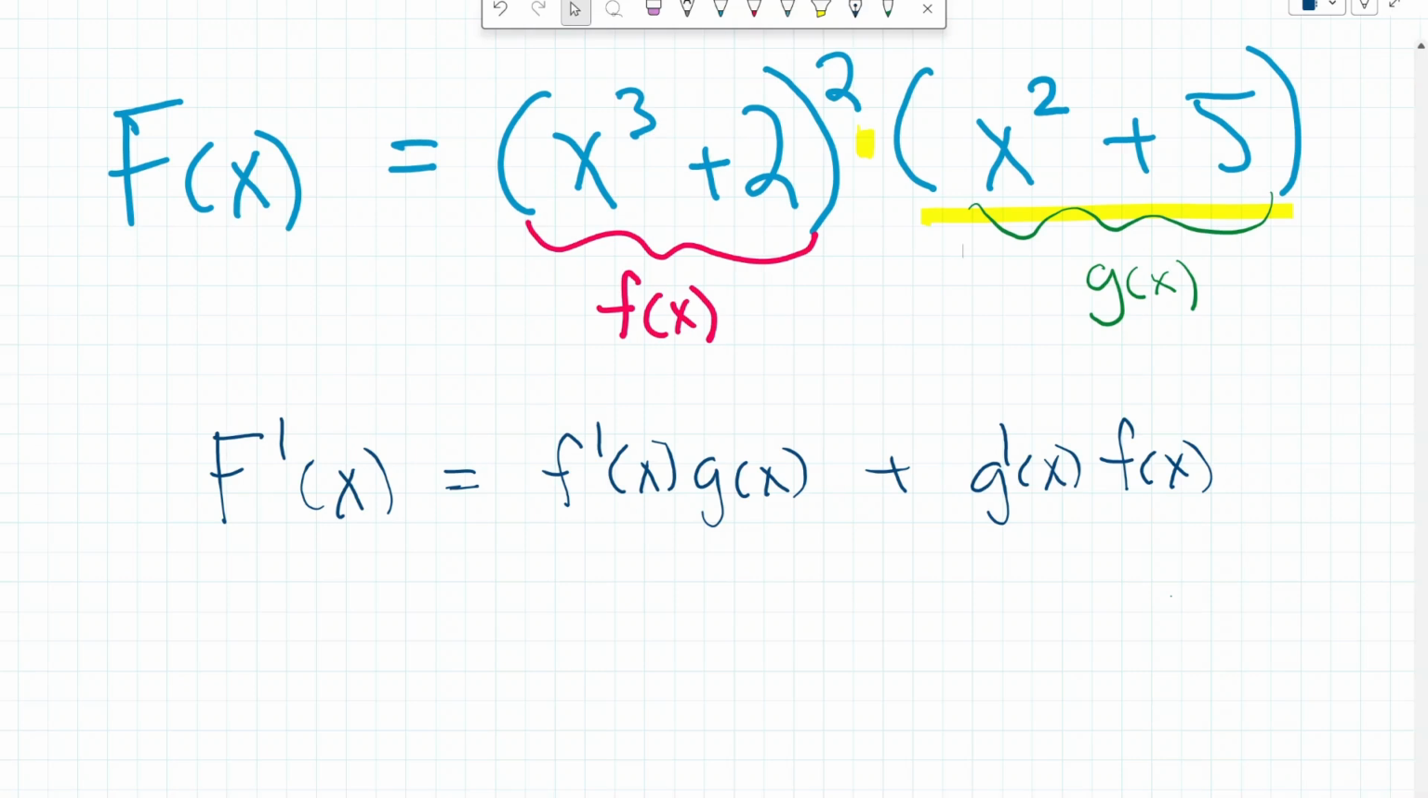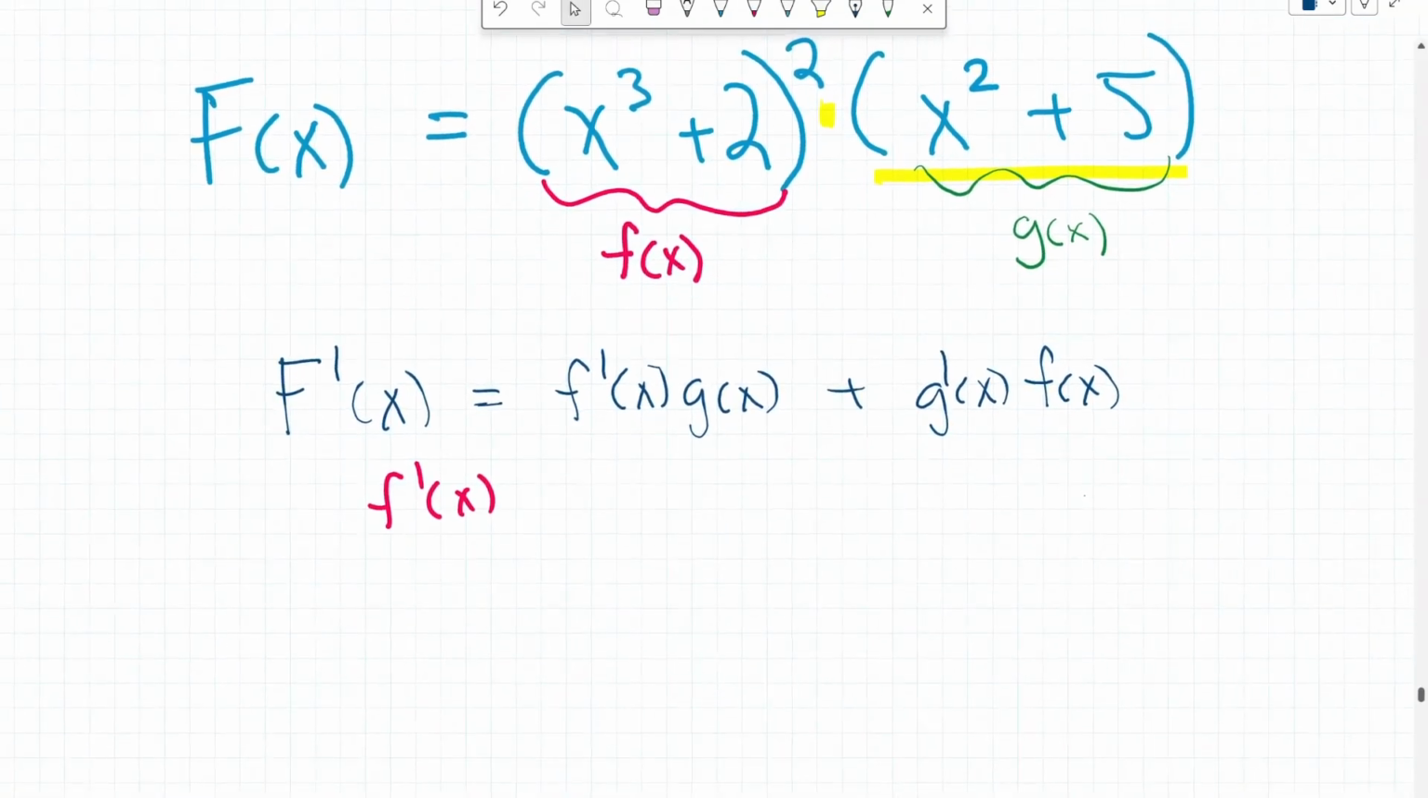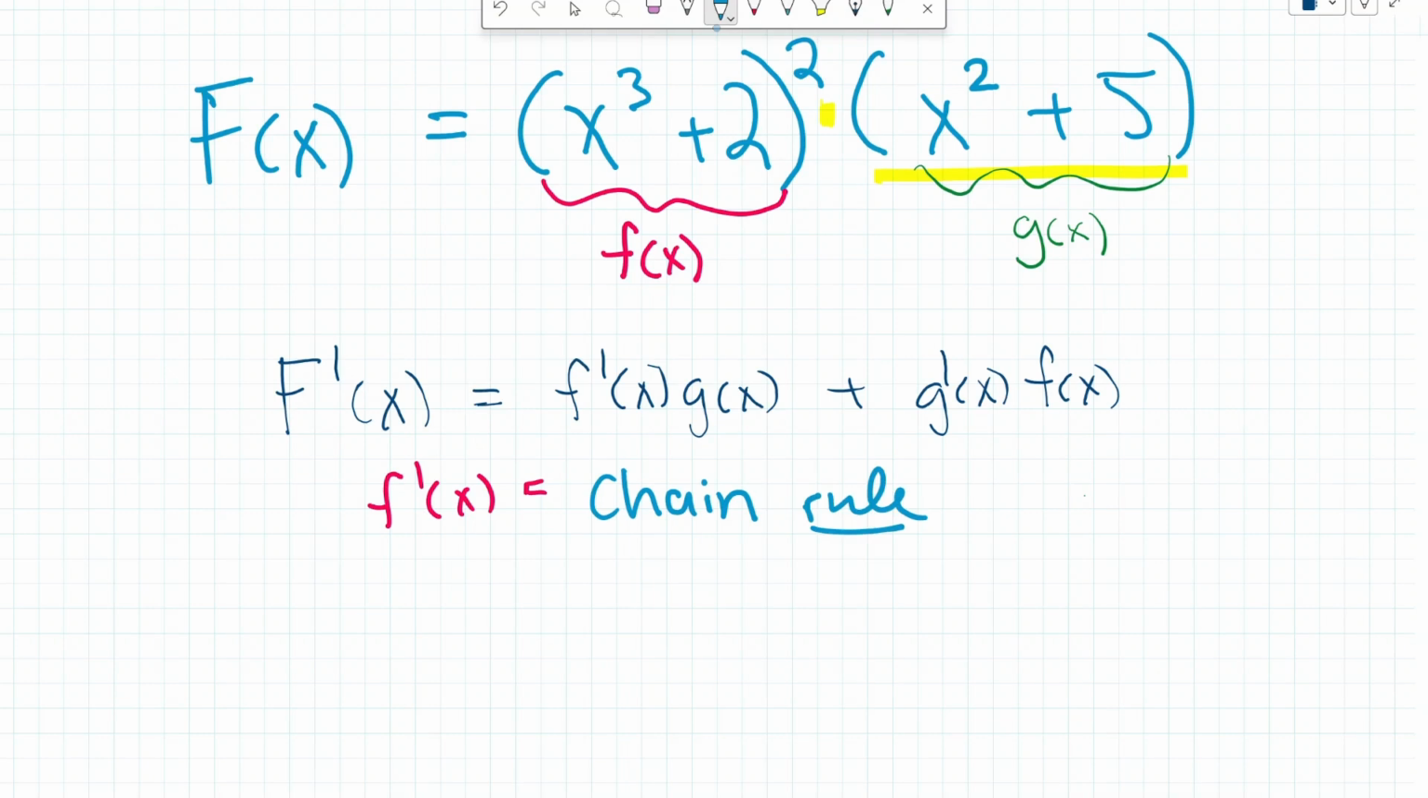Now, in order to solve this derivative, we need to find what is our f prime and what is our g prime. So starting with our f prime, let's take a look at that. We have x cubed plus 2 all squared. Okay, this is looking kind of like a composite function, a function that exists within a function. So that means that we have to use the chain rule over here in order to solve for our f prime. So let's peel back the layers of the onion.